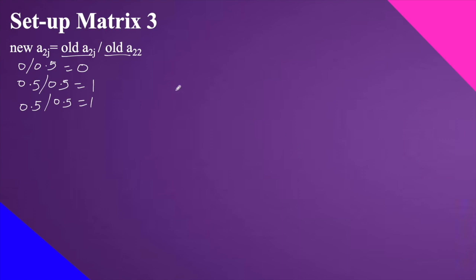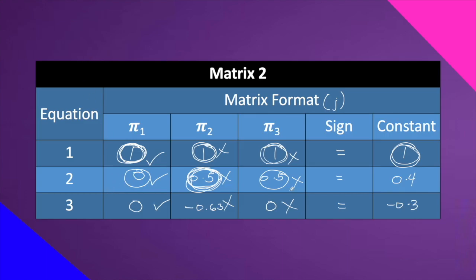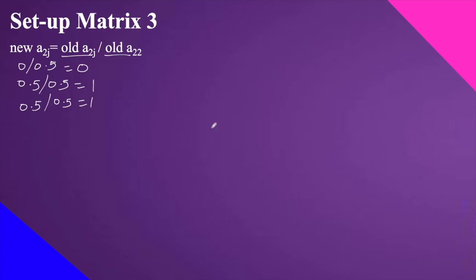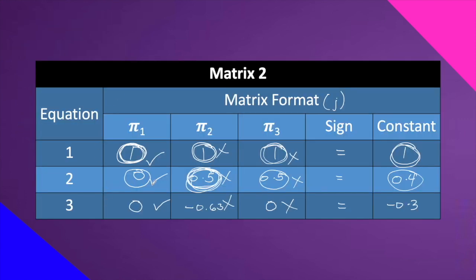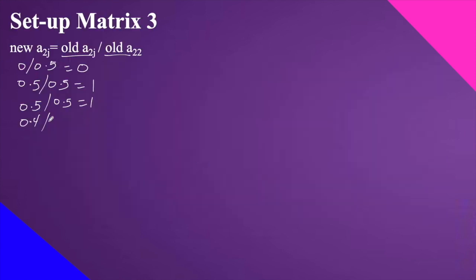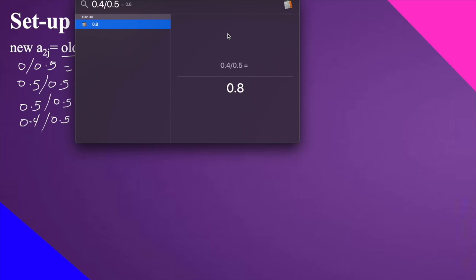Now, fourth j tayo. New A sub 2j is equivalent to old A sub 2j, fourth j, 0.4. So, 0.4 divided by the old A sub 2,2, which is 0.5. So, 0.4 divided by 0.5 is 0.8.